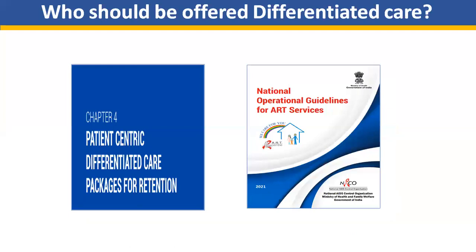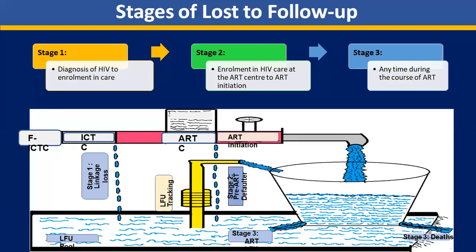Now, who should be offered the differentiated care? We have this in our national operational guidelines for ART services. As I have mentioned in chapter 4, we have these packages for better retention. Now, the stages of loss to follow up. Who should be offered the differentiated care?